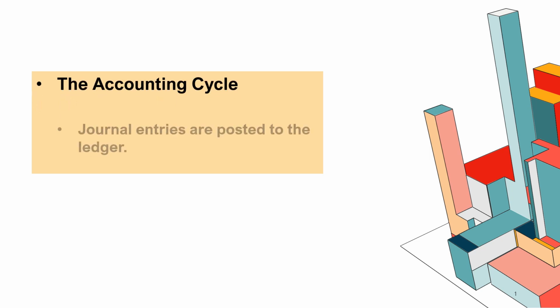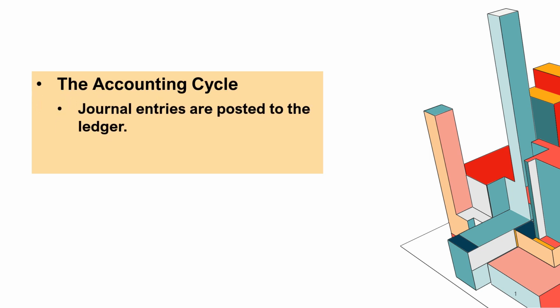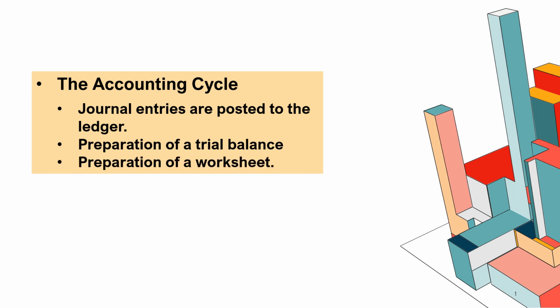Good day, everyone. For today's session, we will discuss the next steps in the accounting cycle. Journal entries are posted to the ledger, preparation of the trial balance, and preparation of a worksheet. But we will not be discussing the whole procedures in the preparation of a worksheet because that requires your understanding in the preparation of adjusting entries. And we have a separate video lecture for adjusting entries.